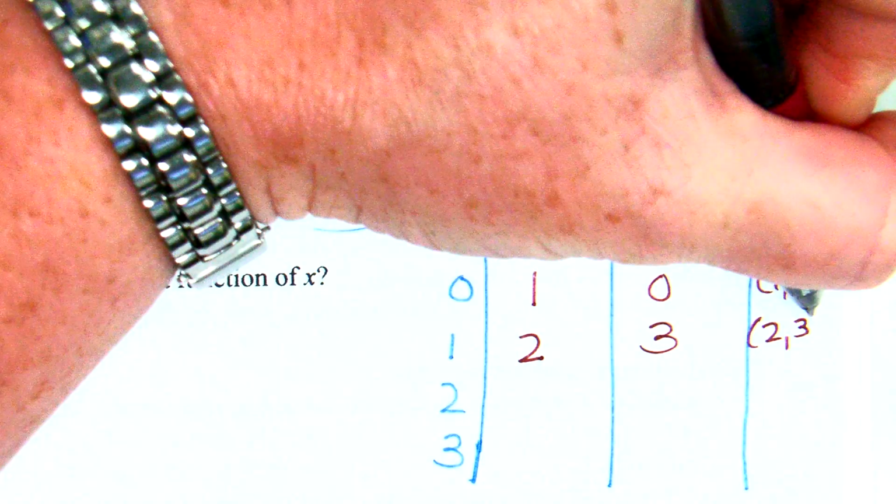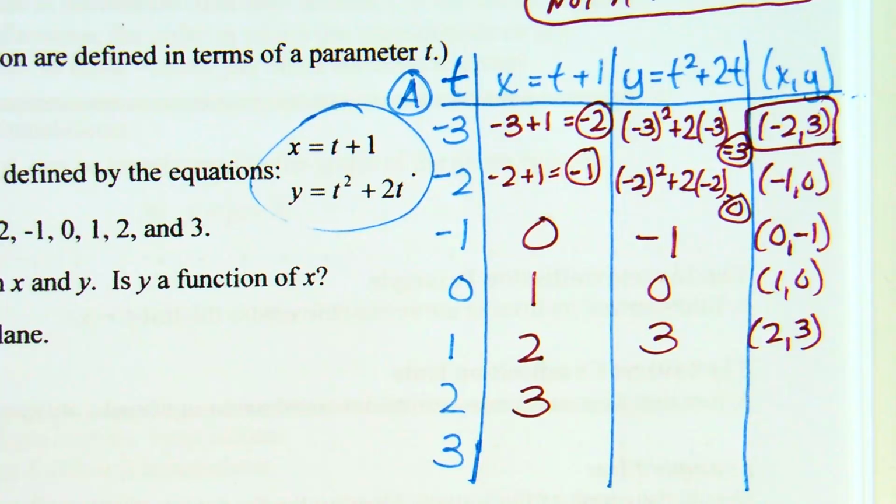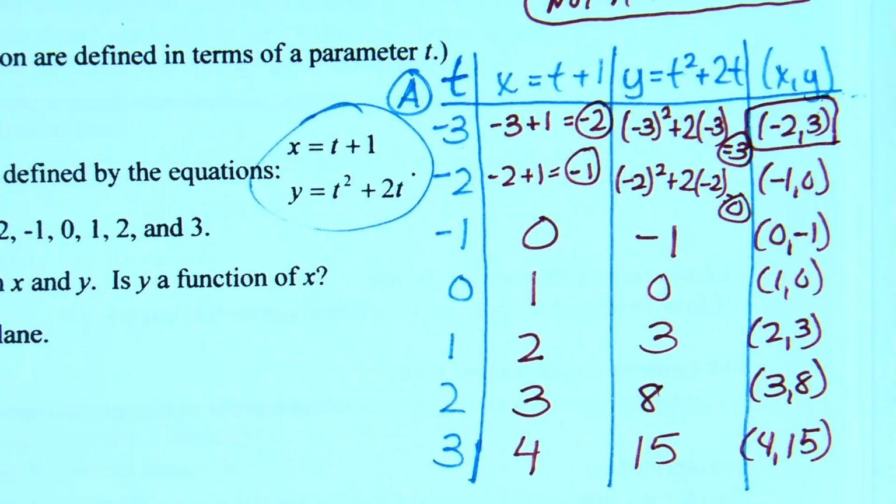Put in 2. 2 plus 1? 3. 2 squared plus 2 times 2. Ordered pair? 3, 8. And put in 3. 3 plus 1? 4. 3 squared plus 2 times 3. 9 plus 6, 15. Ordered pair? 4, 15. What else is there? -2, -1, 0, 1, 2, 3, 4. You were hoping, huh? Oh, you're looking at the x's. Yeah. Okay. I had the y's on the brain when you said that. Okay, that's part A.